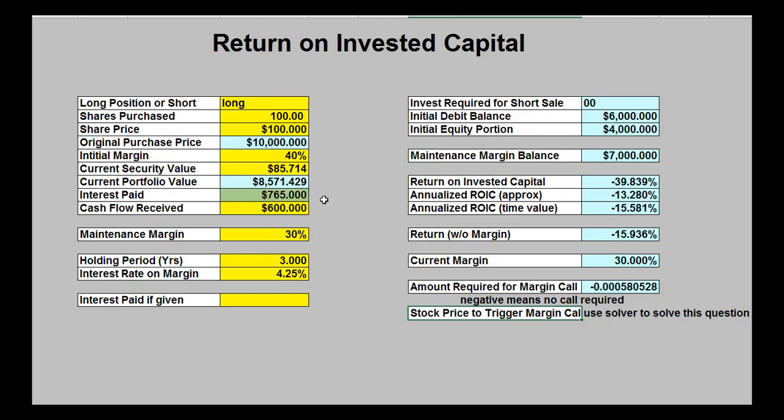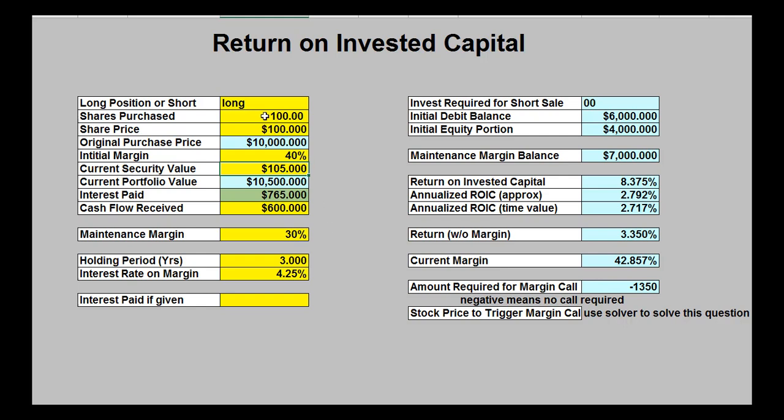And now you'll see that the price here changed to $85.71. That makes the current margin 30%. Any price less than this value will trigger a margin call. So again, let's go back to our 105, so we're even, and we understand this is where we started. You can see there are some interesting questions that can be answered.